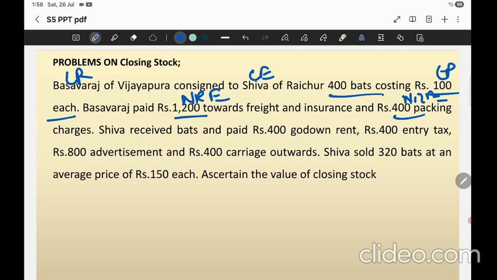Shiva received the bats and paid 400 godown rent. Rent is a recurring expense. Entry tax, how much? 800. This is one time, so it is non-recurring. Advertisement, recurring. Carriage outwards, recurring. Clear? Now, Shiva sold 320 bats. Why is this information necessary? Because there were totally 400 bats, out of which he sold 320, and there are no further losses.